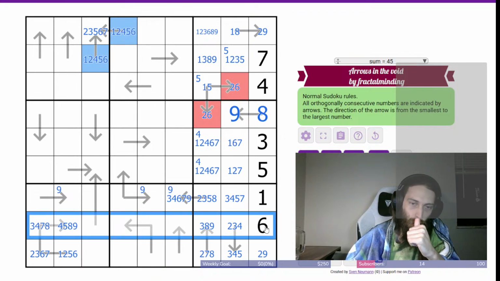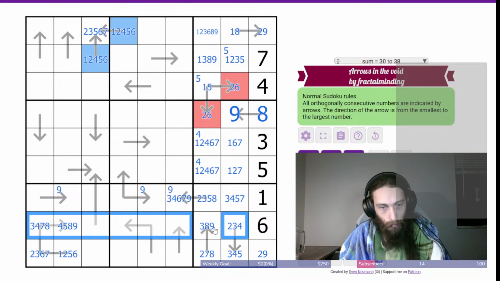Where is 2 in this row? It's not a 6, it can't be there. You can put a 2 here, or a 2 there, but that can't be a 2. Those 2 can't be a 2.